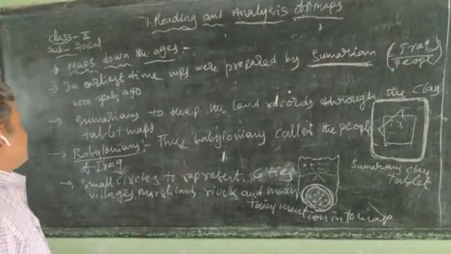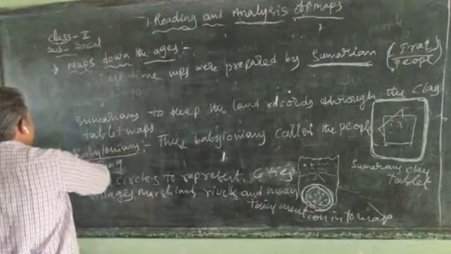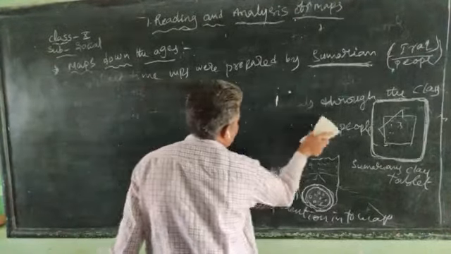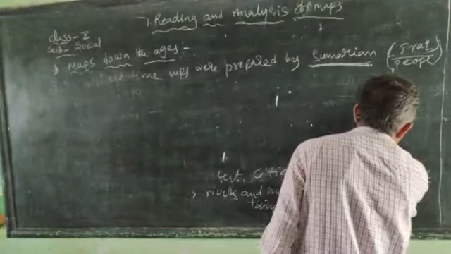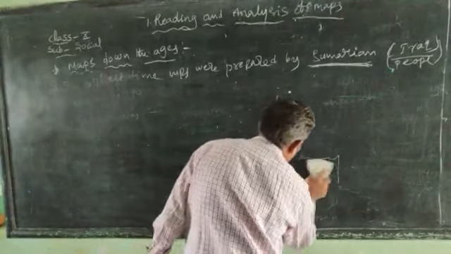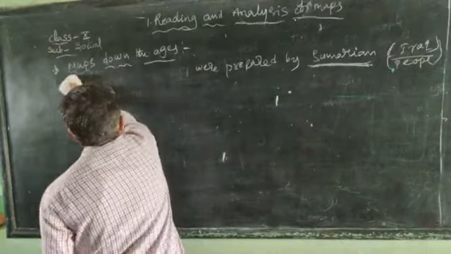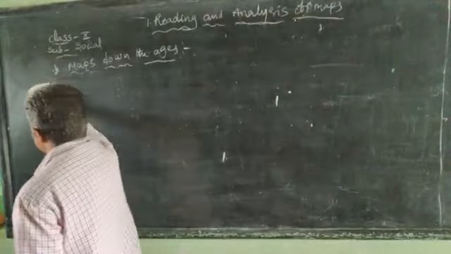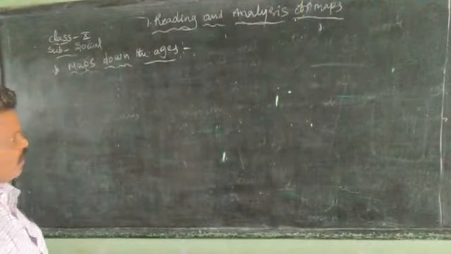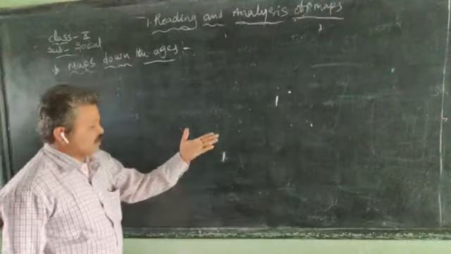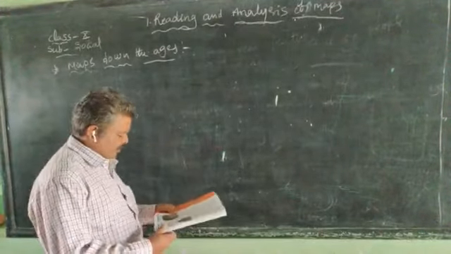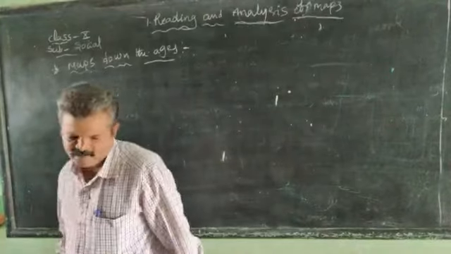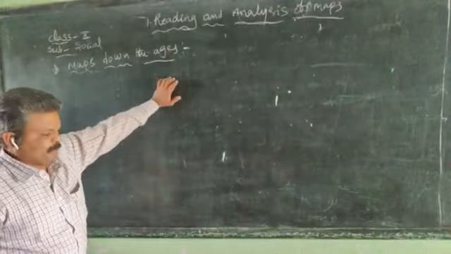Next, map makers. First, the Sumerians. Next, the Babylonians, who prepared world maps different from the Sumerian ones. Now the Greeks: after the Sumerians and Babylonians, the Greeks also prepared a world map.